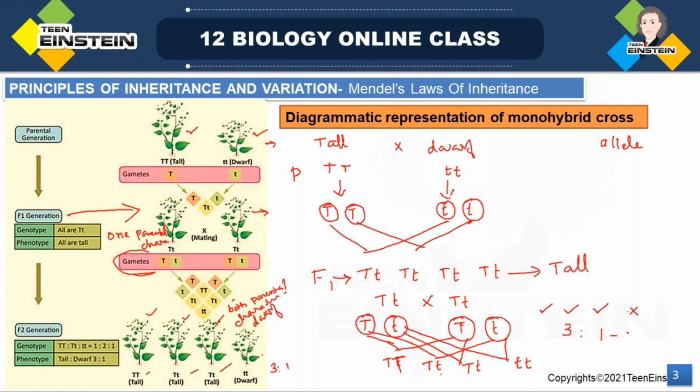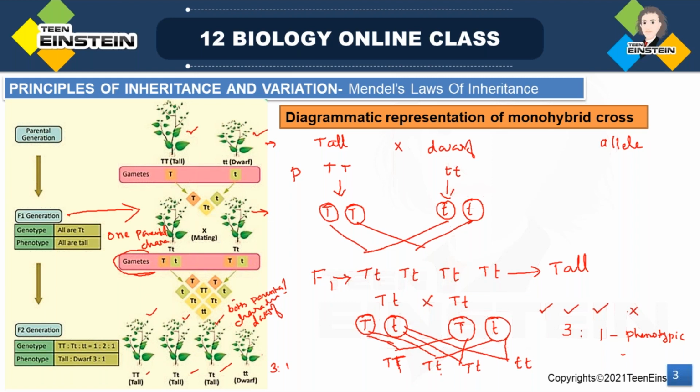This is the phenotypic ratio, or the expressed condition, right? Phenotypic means what we can observe. In that way, this is the ratio. 3:1 means 3 will be tall and 1 will be dwarf. But the genotypic or the genetic condition, you can see here, the genotypic ratio is 1:2:1.